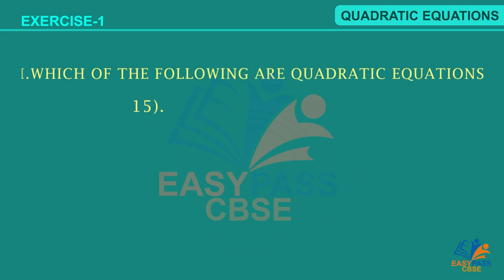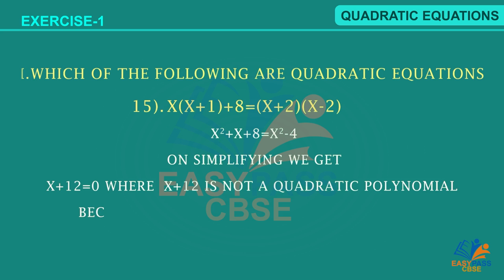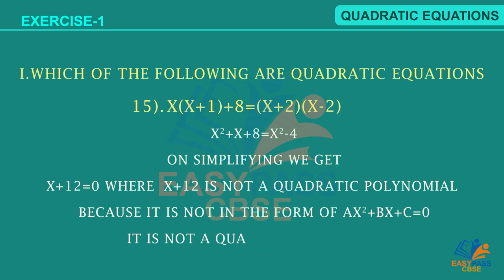And in this model, the last question is, x times x plus 1 plus 8 is equal to x plus 2 times x minus 2. We get left side x square plus x plus 8 and right side you get x square minus 4. On simplifying, we get x plus 12 is equal to 0, where x plus 12 is not a quadratic polynomial because it is not in the form of ax square plus bx plus c. So, it is not a quadratic equation.